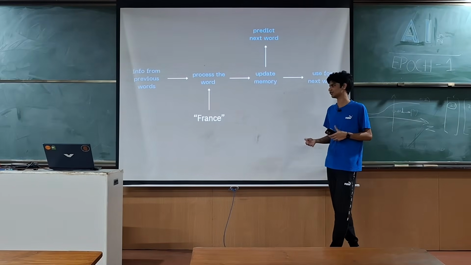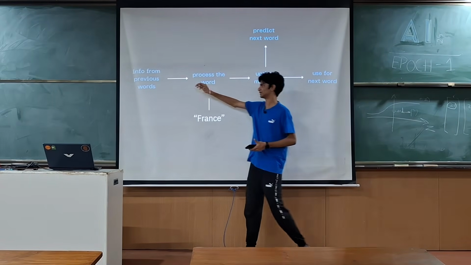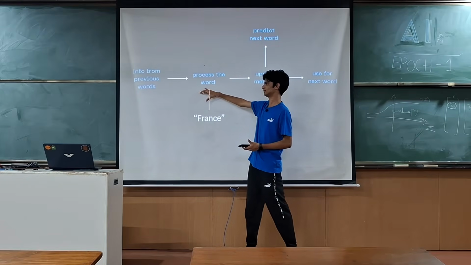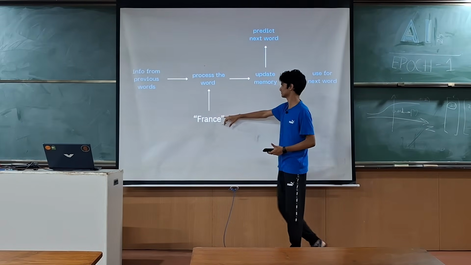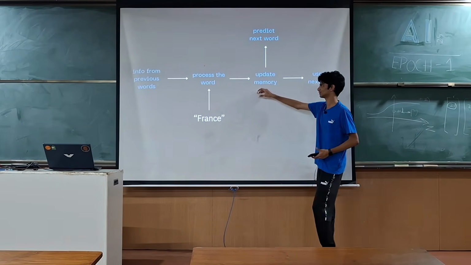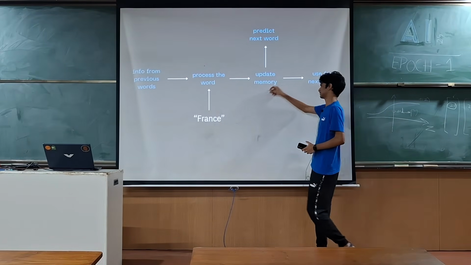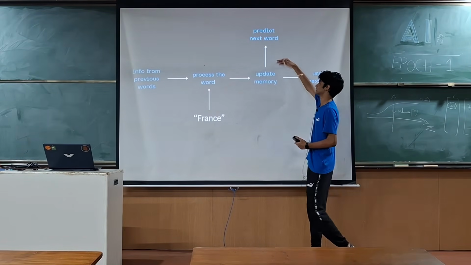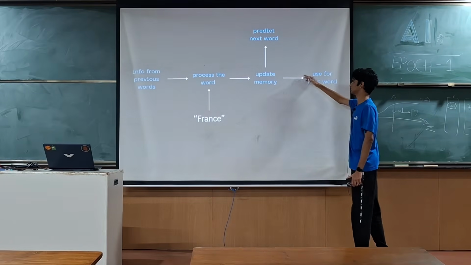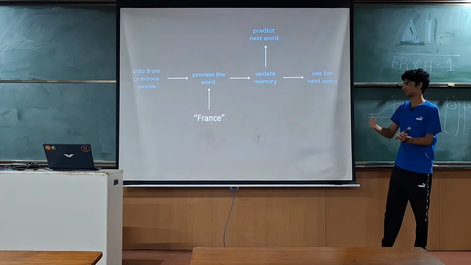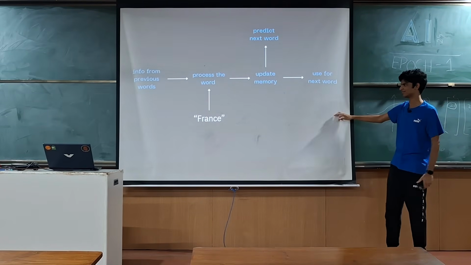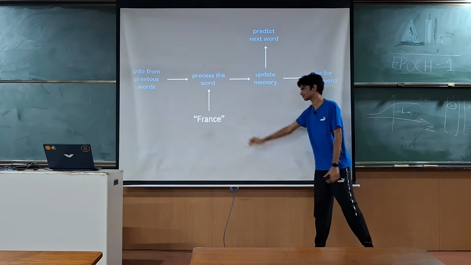What is it about this country? You have no idea. But because you read the previous words and you read "I live in," you could understand that this is your location. You updated this memory to something like, okay, location equals France. And now you can use this memory to maybe either guess, predict the next word, or you can use this memory as memory for the next word. Like when you take an "I," you remember France also.